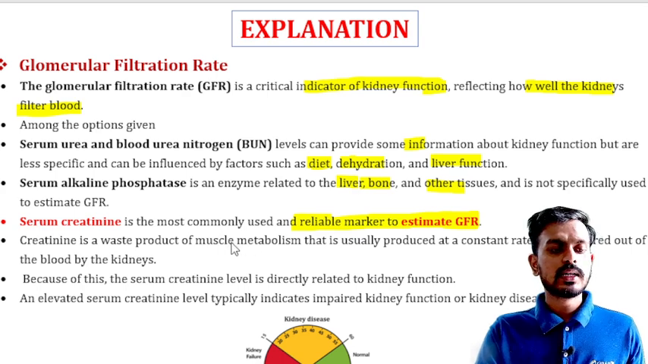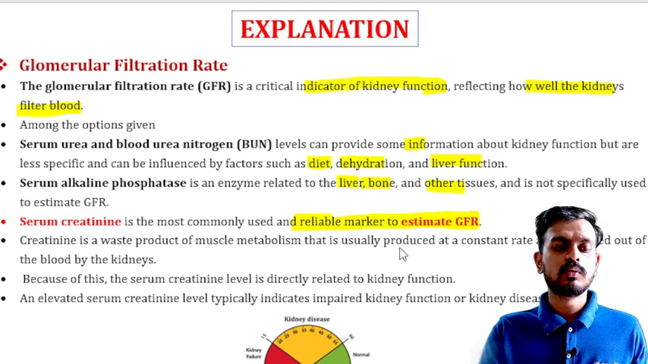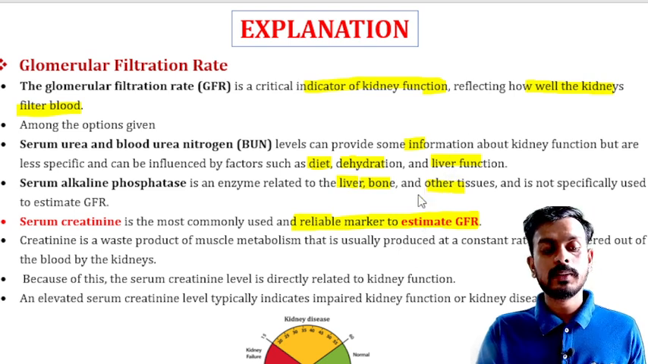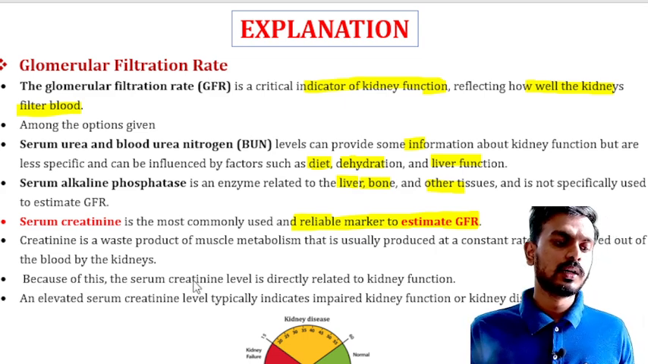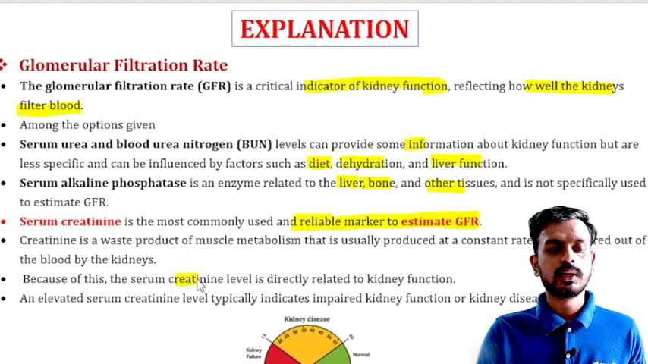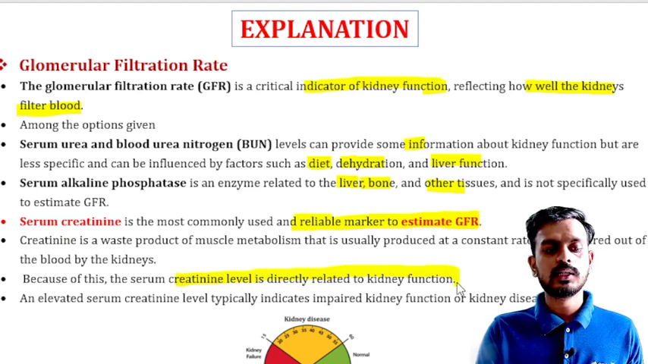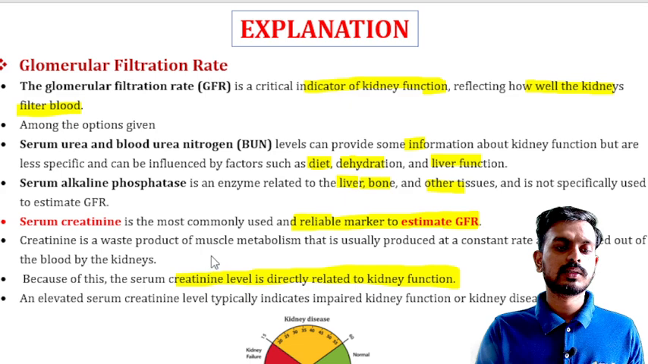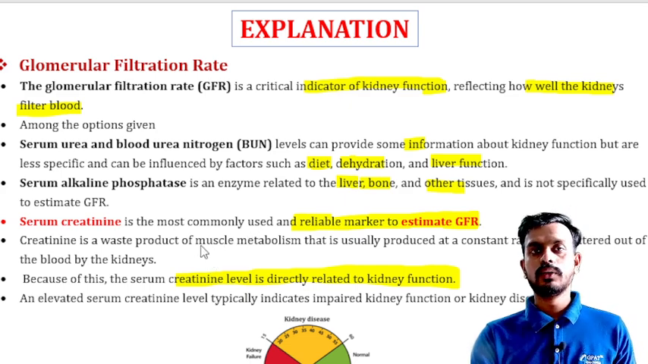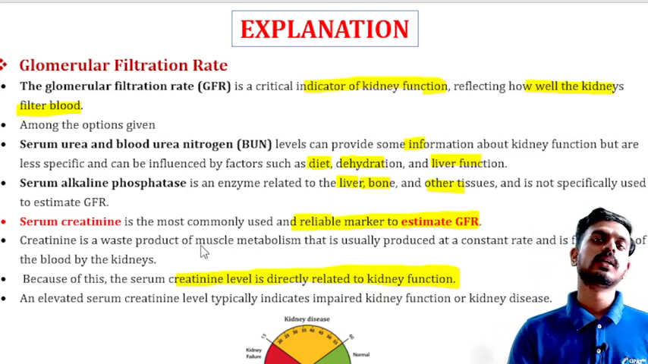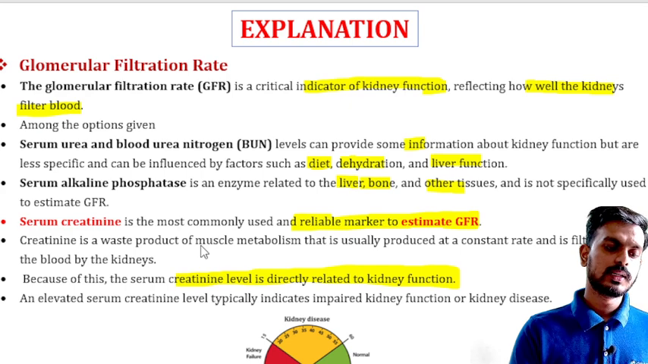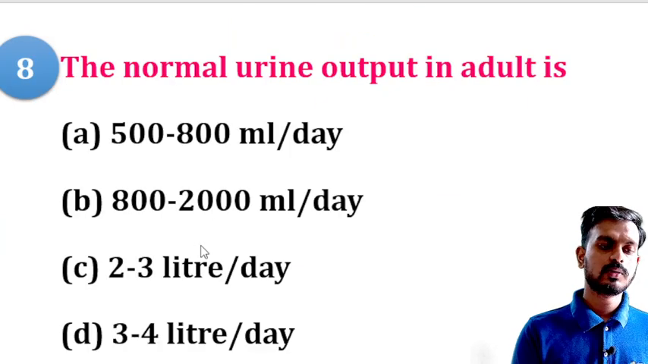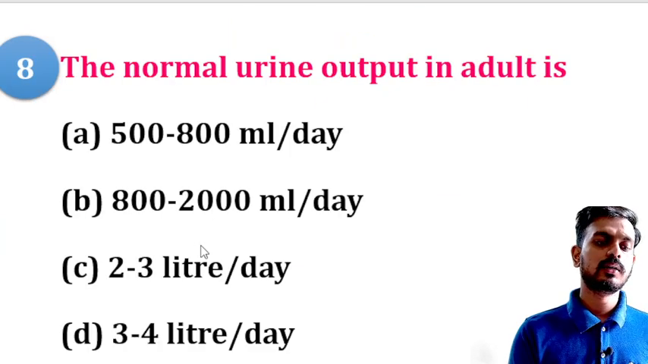Creatinine is a waste product from muscle metabolism. It is usually produced at a constant rate, and it should be filtered out of your body with the help of the kidney. If the kidney function is impaired, it is not able to filter, and the creatinine level will start increasing in the serum.